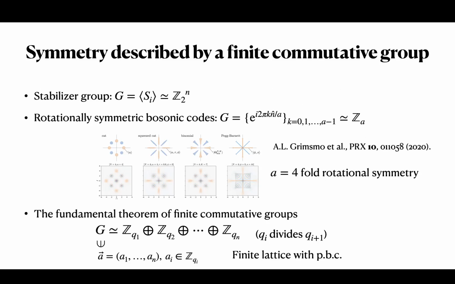And here, G is isomorphic to a product of cyclic groups, where Qi divides Qi plus 1. Intuitively, this is a finite lattice with periodic boundary condition. Here we consider this form of symmetry without this condition.